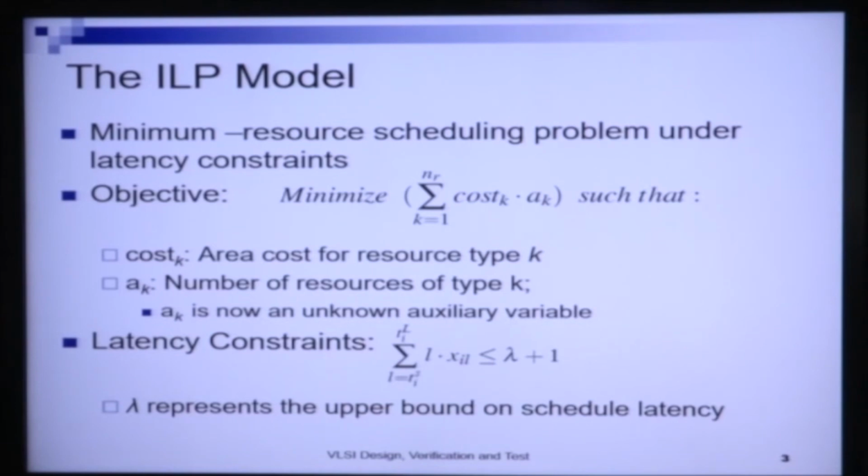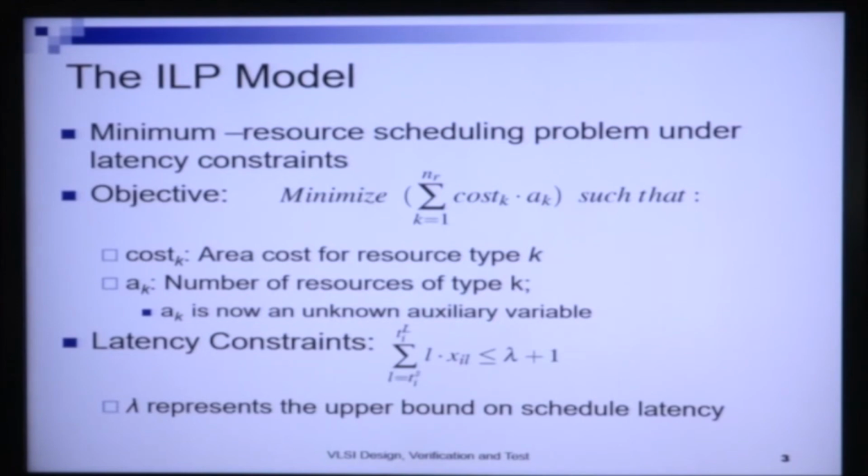An important thing to note here is that unlike the resource constraint scheduling problem, ak is not known. That means the number of resources of type k is not known. It is now an unknown auxiliary variable, and that has to be determined by appropriately scheduling the operations.